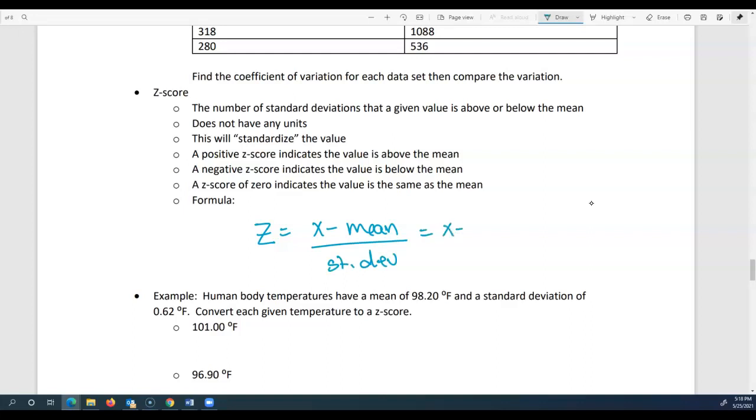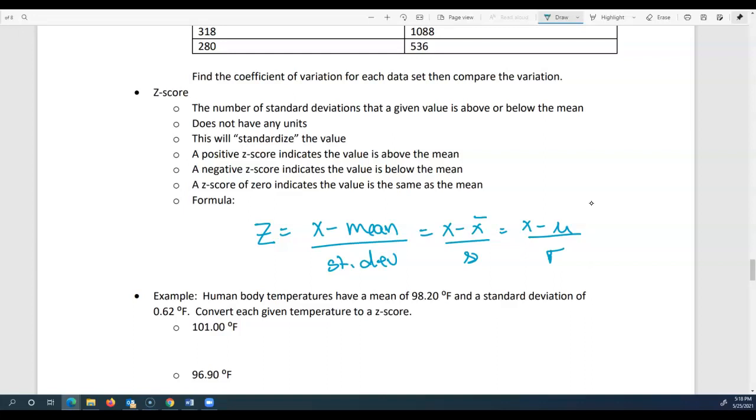So if we have sample statistics, we would use that notation. If we have population, we would use that. So you may see either of these formulas written associated with the standard deviation. It just depends on if you have a population or a sample as to which notation you're using. But it's the same thing. It's always x minus the mean divided by the standard deviation.